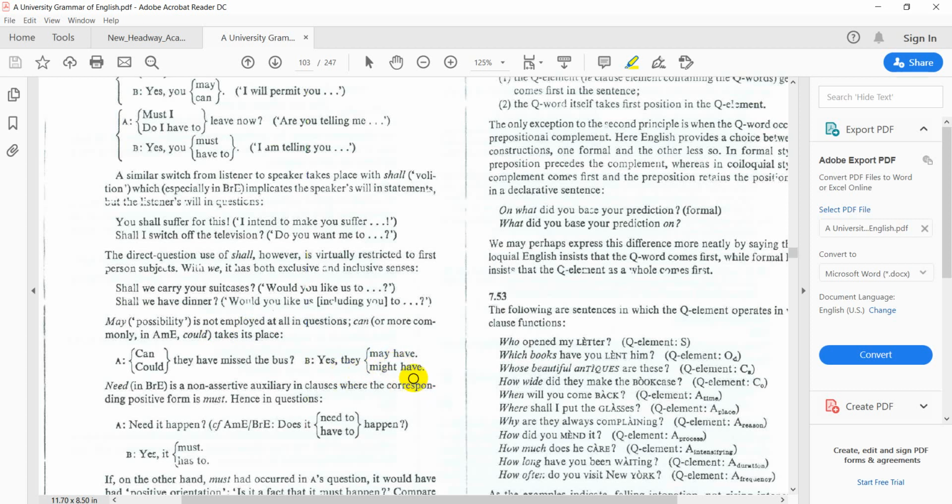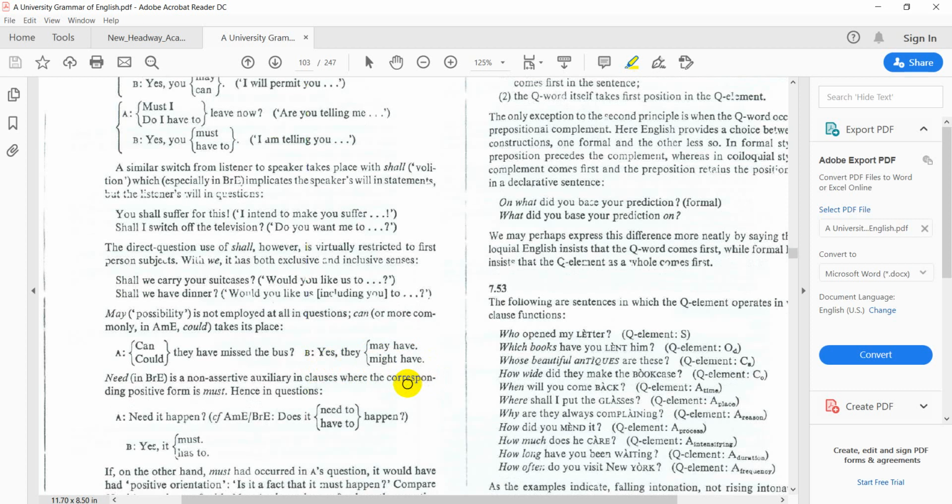and the statement will be by may, it is possible, or might. So, can they have missed the bus? Could they have? Is it possible that they have missed the bus? The reply will be by the side of the speaker. Yes, they may have. Yes, they might have. It is possible that they missed the bus.